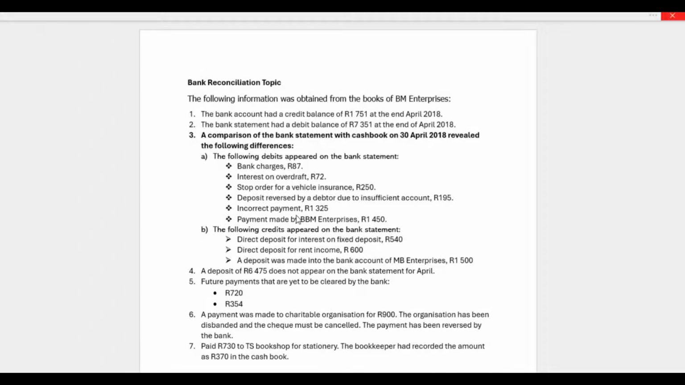Therefore, it means we must go and correct that mistake by crediting the payment, because maybe there was a payment that was supposed to be made from someone's account, not our account, but the bank by mistake made us the ones that are paying.